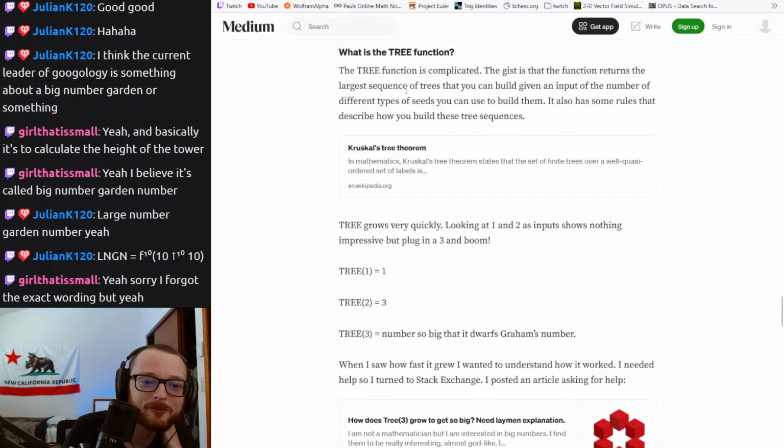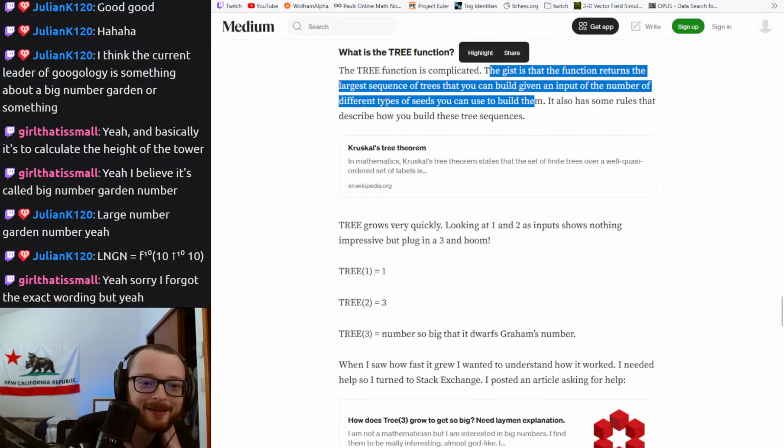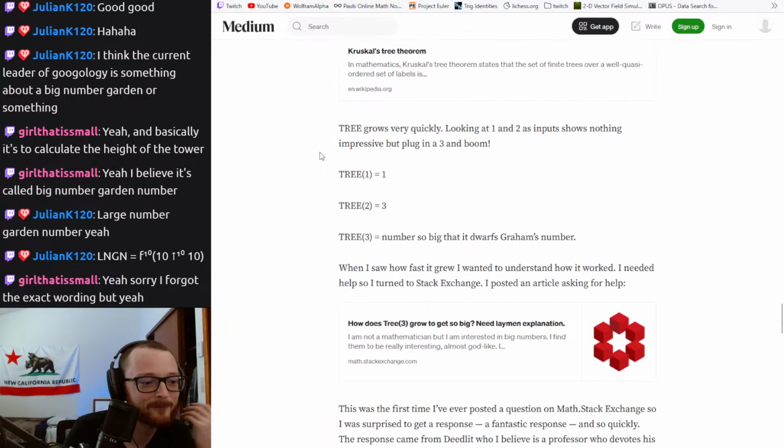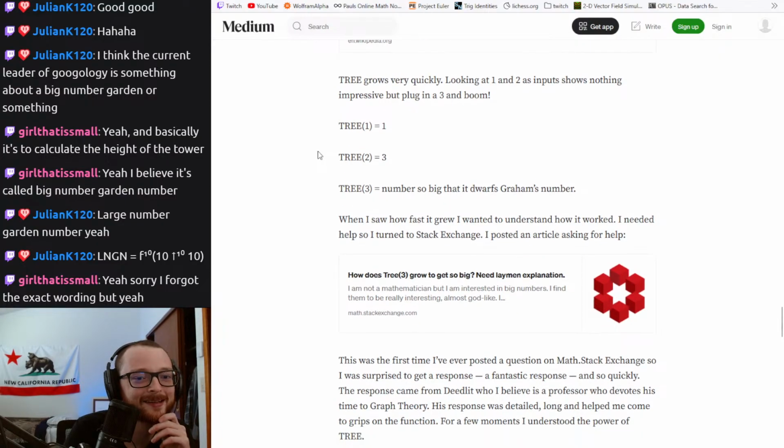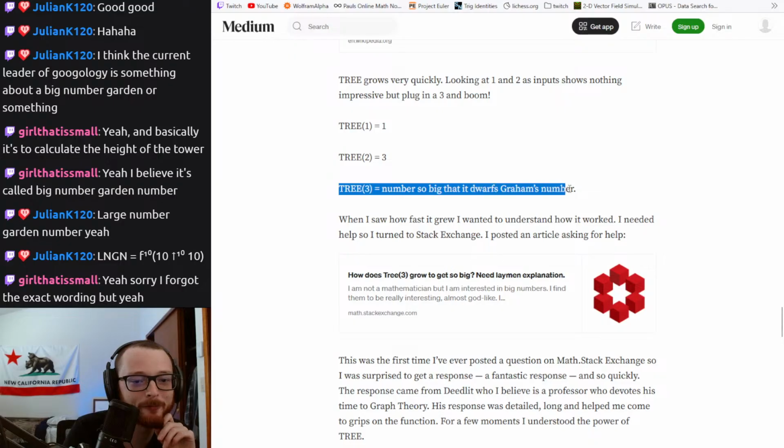The function returns the largest sequence of trees you can build, given an input number, different types of seeds you can use to build them. This is a little too metaphorical for me. Large number, garden number. That doesn't really roll off the tongue, but okay. Okay, tree of 1 is 1. Tree of 2 is 3. We're off to a good start. Not too bad. Tree of 3. Number so big it dwarfs Graham's number.